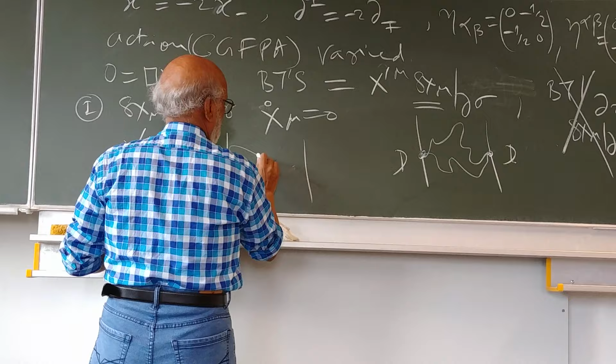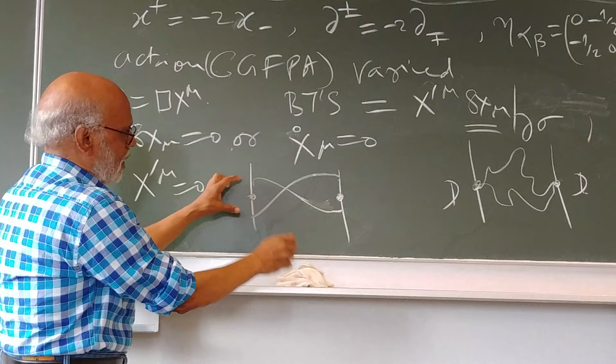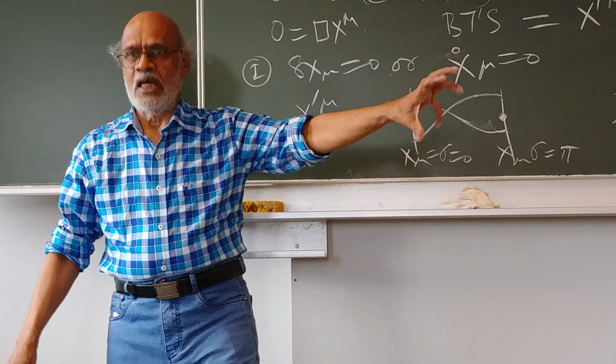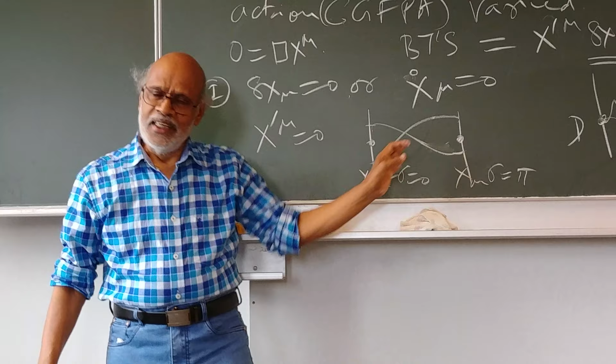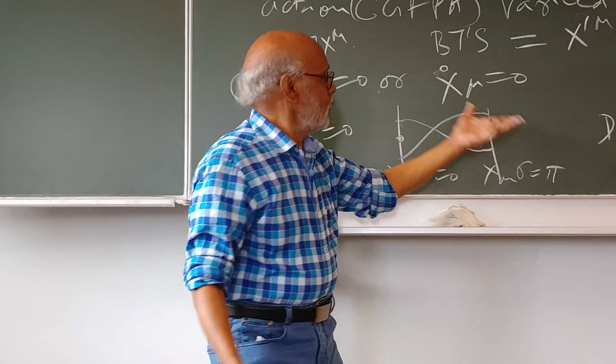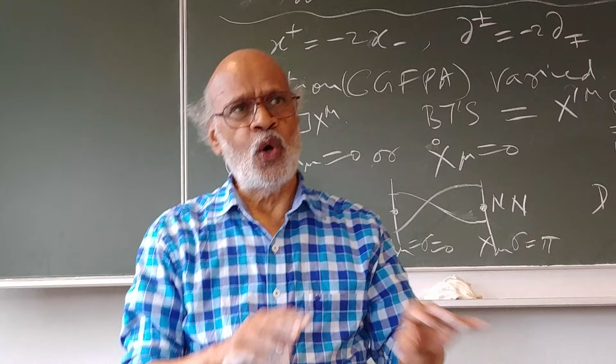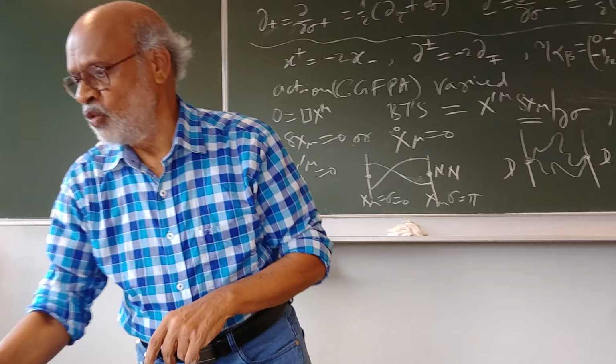the end points X mu at sigma equal to 0 and at sigma equal to pi, the ends of the string can fluctuate. Okay? They need not remain at the same point. In addition to this, they can fluctuate as well, but the end points are no longer fixed. So X prime mu equal to 0, and these are called Neumann boundary conditions. Of course, we can have Neumann at both ends, Dirichlet at both ends, or the mixed boundary conditions, ND or DN.